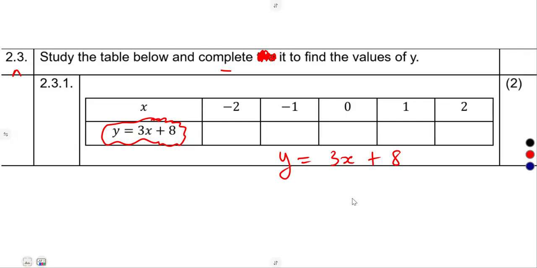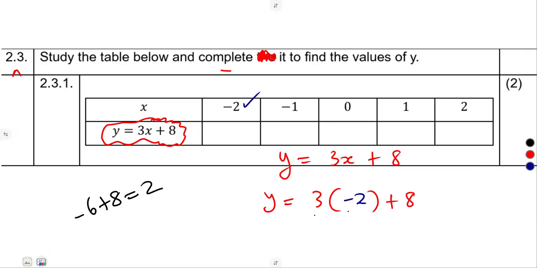So the first one: y is equal to 3 times x plus 8, and our x is minus 2. You substitute, then simplify. 3 times negative 2 is negative 6, plus 8, which is going to give us 2. So that's the corresponding y value.